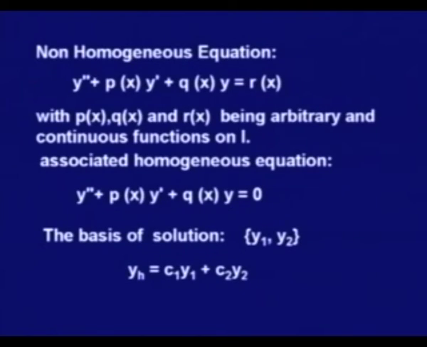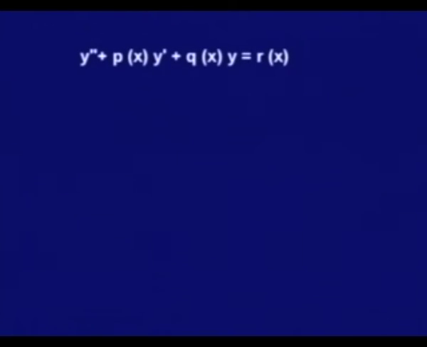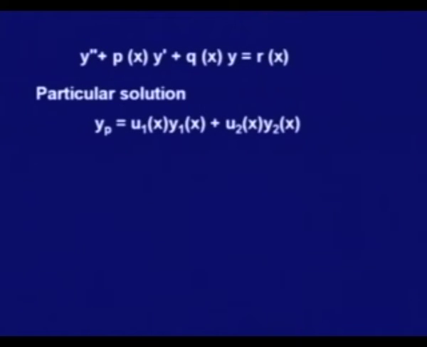The particular solution we are saying is another function, u1 y1 plus u2 y2. That is, we had obtained the general solution of the corresponding homogeneous equation. Then for the particular solution we had chosen u1 y1 plus u2 y2, where u1(x) and u2(x) are arbitrary functions of x, only continuous and differentiable. How do we obtain these u1 and u2?